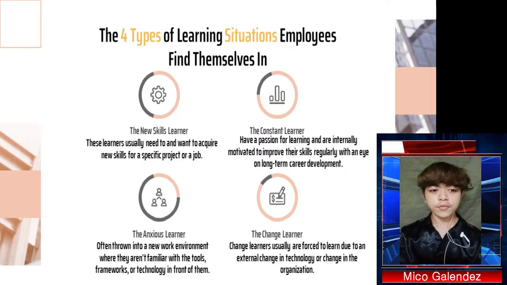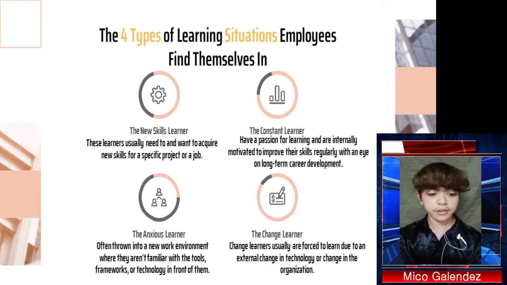There are four types of learning situations employees find themselves in: the new skills learner, the constant learner, the anxious learner, and the change learner. New skill learners usually need to and want to acquire new skills for a specific project or a job. Constant learners have a passion for learning and are internally motivated to improve their skills regularly with an eye on long-term career development.